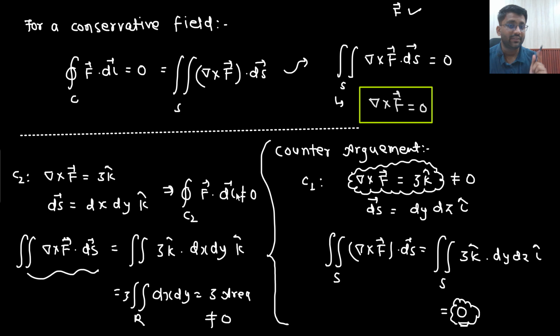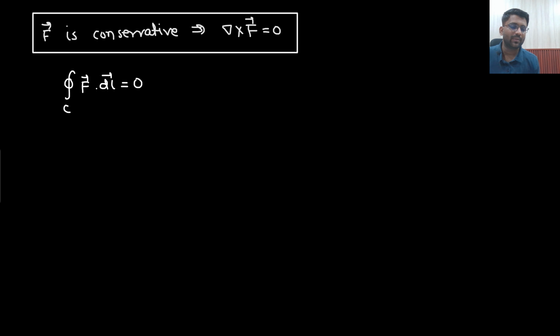But if you are saying it is conservative, if vector field f is conservative, then it has to be 0 only, but it is not coming out to be 0. That means your f was not conservative. So all the examples that you have taken, this counter example, everything goes wrong. So the bottom line, this is the conclusion: if your f is conservative, then your closed line integral of f dot dl for any closed curve C will always come out to be 0. Along with that, del cross f will also always be 0. That's the first bottom line. This is the first conclusion. Always remember it.